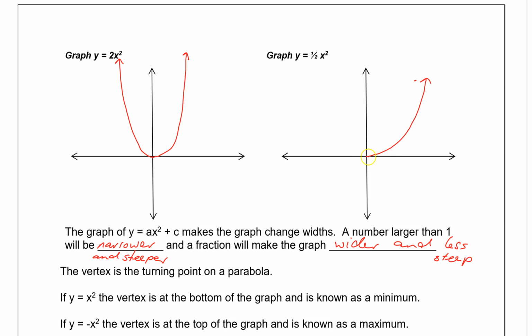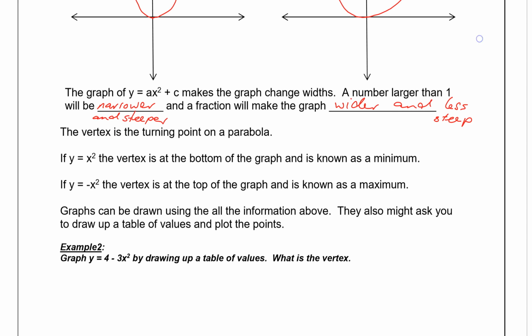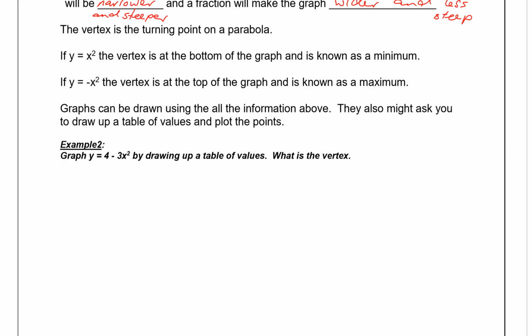Now there is certainly a skill to drawing these things, and you are expected to sketch them fairly neatly. That's not fantastic, but nonetheless we get a general idea. Now, we talked about vertices before, so positive x squared is concave up, then the vertex is at the bottom, it's a minimum point, and the reverse for negative x squared.